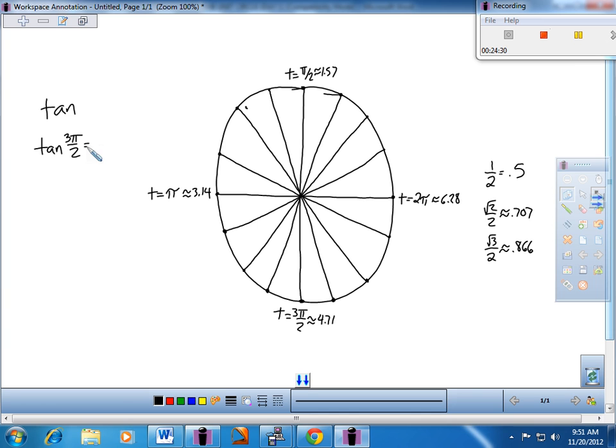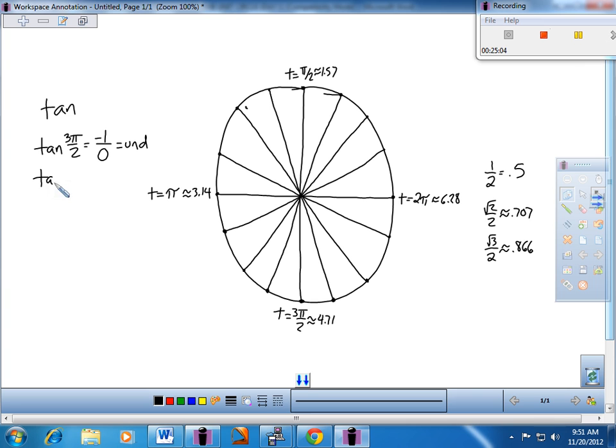So here is 3 pi over 2. Now remember, we have to be a little careful here because we have to know both the x and y. So tangent is the ratio of y to x. And very simply down here, the y is negative 1, and the x is going to be 0. So I think of this as knowing where you are. The y is negative 1, and the x is 0. And so as a result, tangent of 3 pi over 2 is undefined. Perfect.